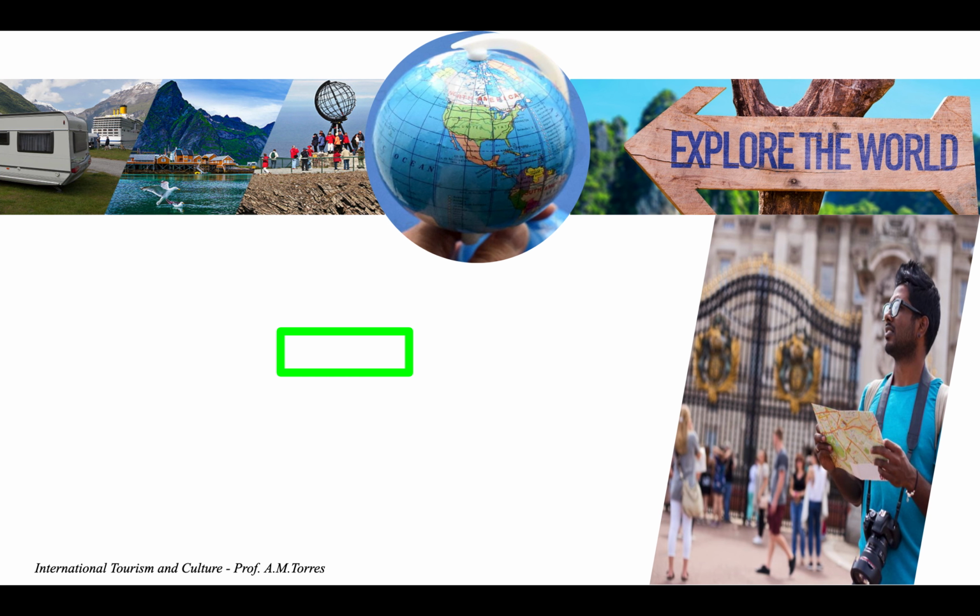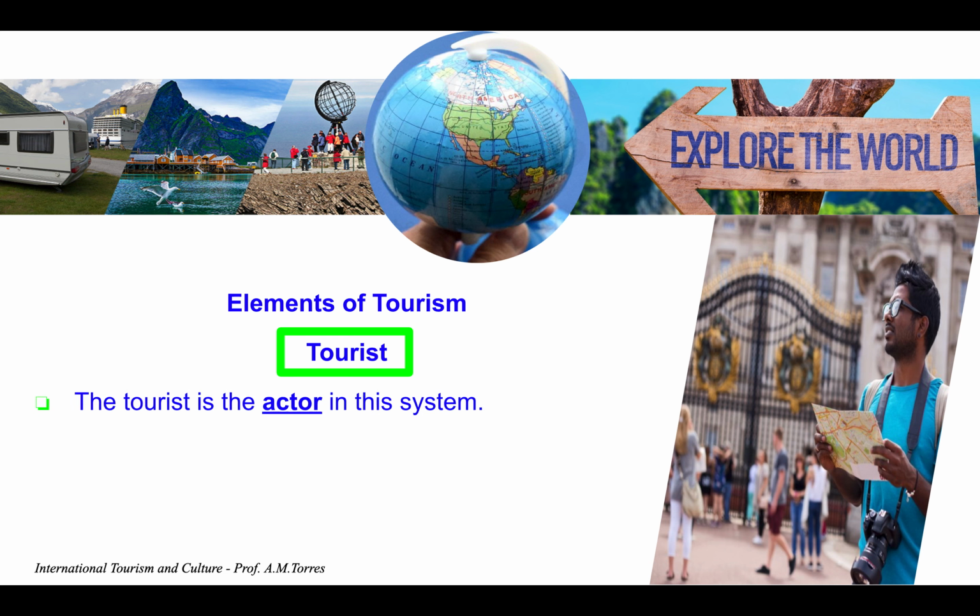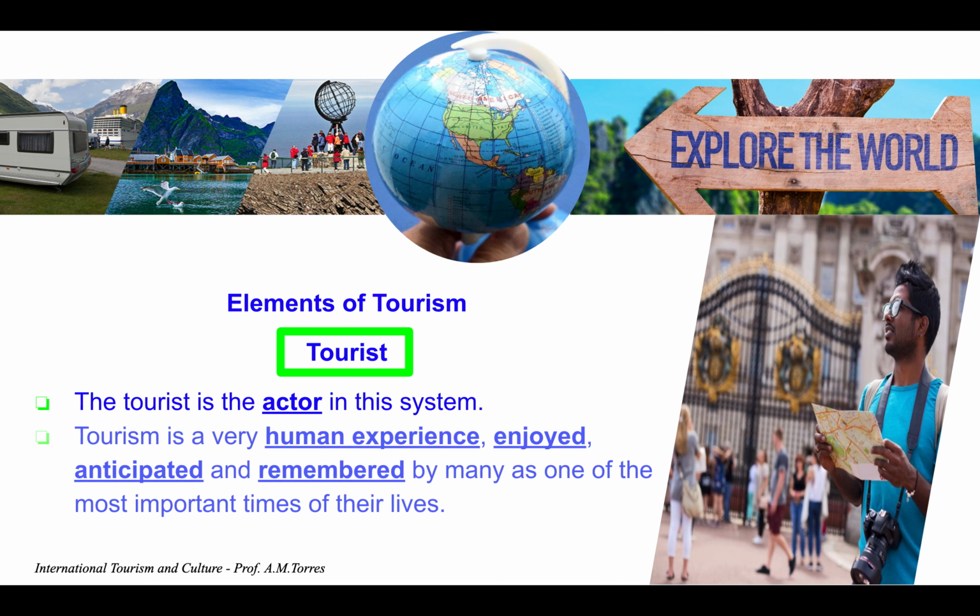So the first element of tourism, oh, you only see a green box there, okay, and a person. The first element of tourism is a tourist. The tourist is the actor in the system. Without the tourist, there's no tourism business.